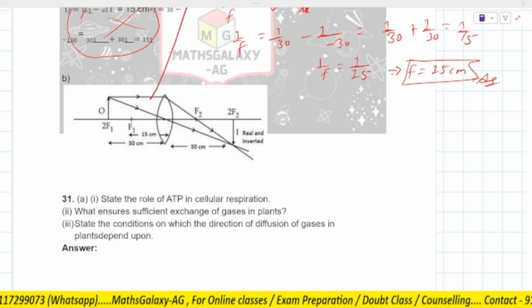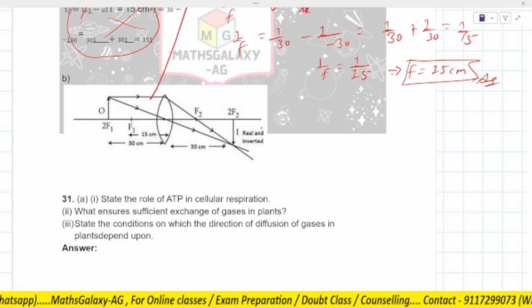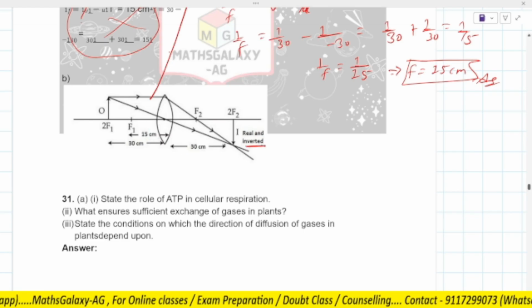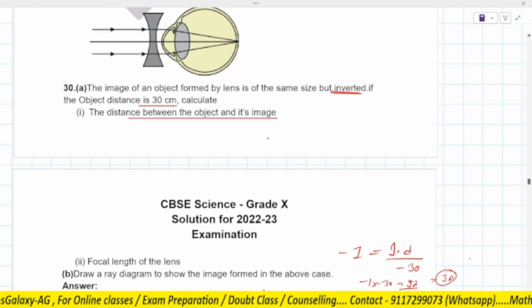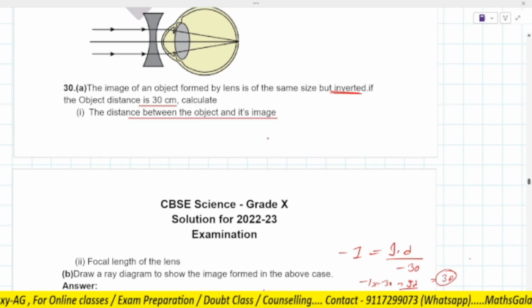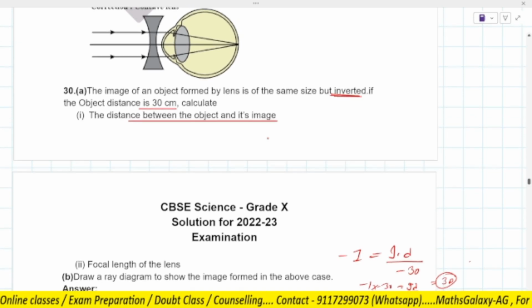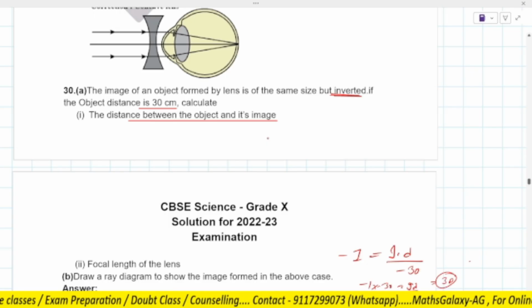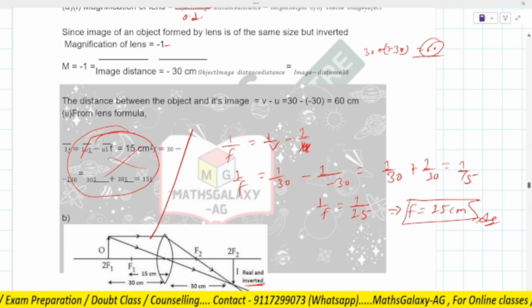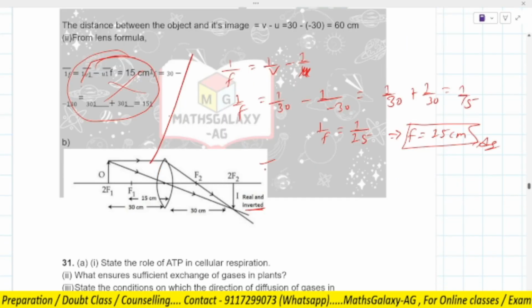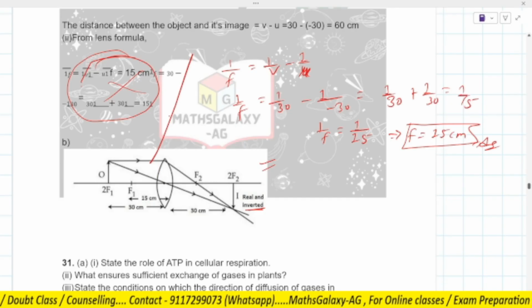See here. As you can see, the image formed is inverted, right? And here it's a convex mirror, isn't it? The image formed of an object in a lens is of the same size but inverted, okay? So inverted image formed means convex lens, okay? So here we will draw this diagram. In this way you can conclude which diagram we have to show.